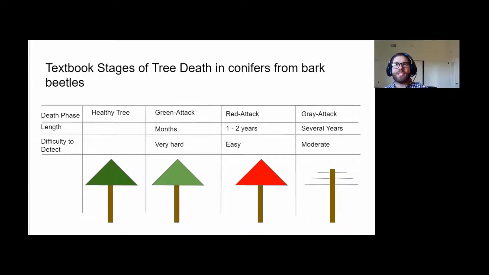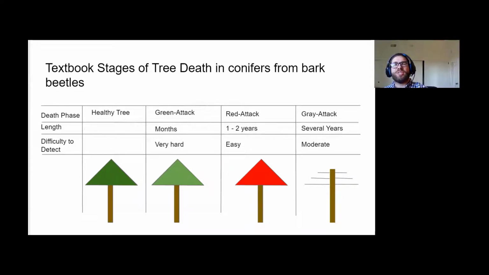From a remote sensing perspective, the red attack phase is the easiest to identify since it is spectrally distinct from most other possible cover types. Particularly in time series analysis, the shift from green foliage to red foliage is readily identifiable. This phase generally lasts from 1 to 2 years.